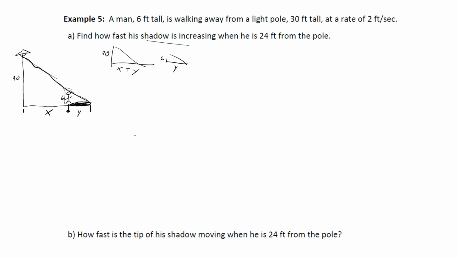Because of the way triangles work, I know that these things are going to be proportional. So I know that y over x plus y is going to be equal to 6 over 30. And these are in the same triangle, so I know these things are going to be true.